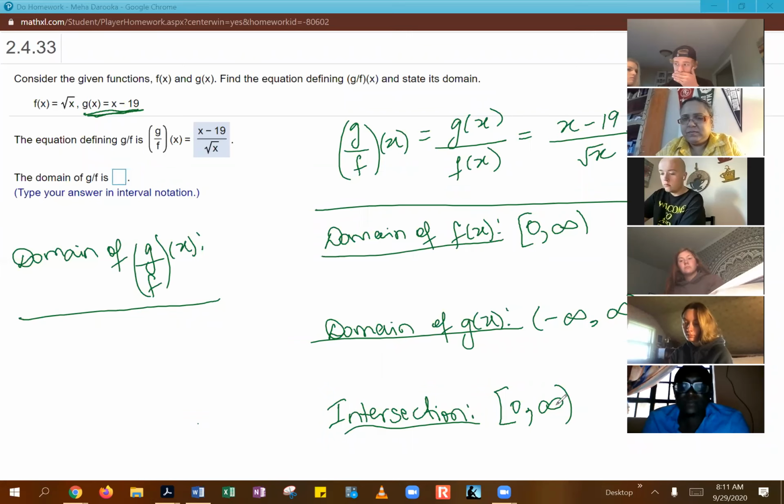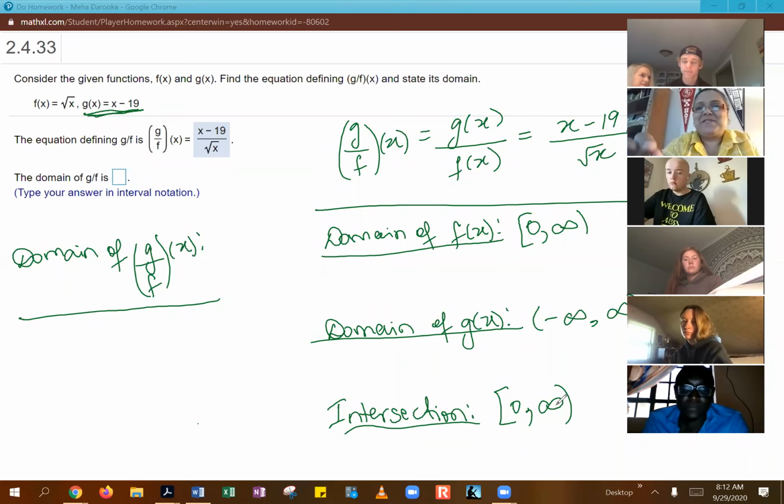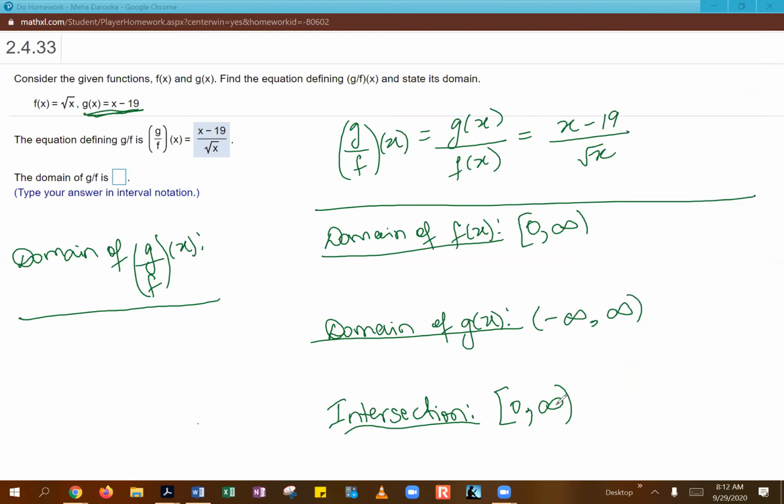Honestly, I kind of forgot. I'm just looking at my notes right now. Okay, so can somebody else tell me why we don't want to include 0 in our domain for the g over f function? What will happen if you include 0? The denominator would be 0. Yeah, very nice, Michelle. Exactly, because if you make your x value become 0, you would end up getting 0 minus 19 on the top and then square root of 0 on the bottom.